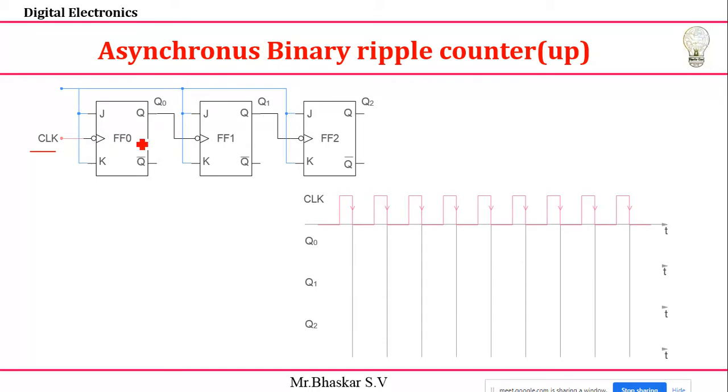Then the output of the first flip-flop, here the 0th flip-flop, I take as Q0. This Q0 I'm going to connect to the clock input of the next flip-flop. Similarly, Q1 I'm going to connect to the input of the second flip-flop. If I connect it this way, then this type of flip-flop counter is called an asynchronous counter.